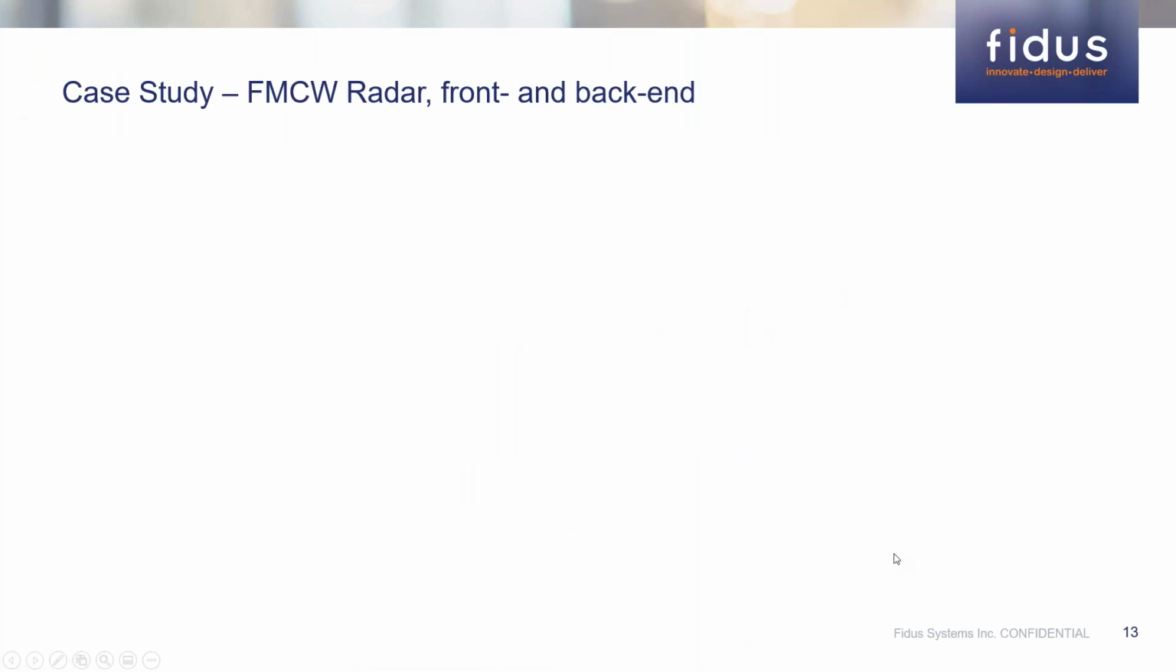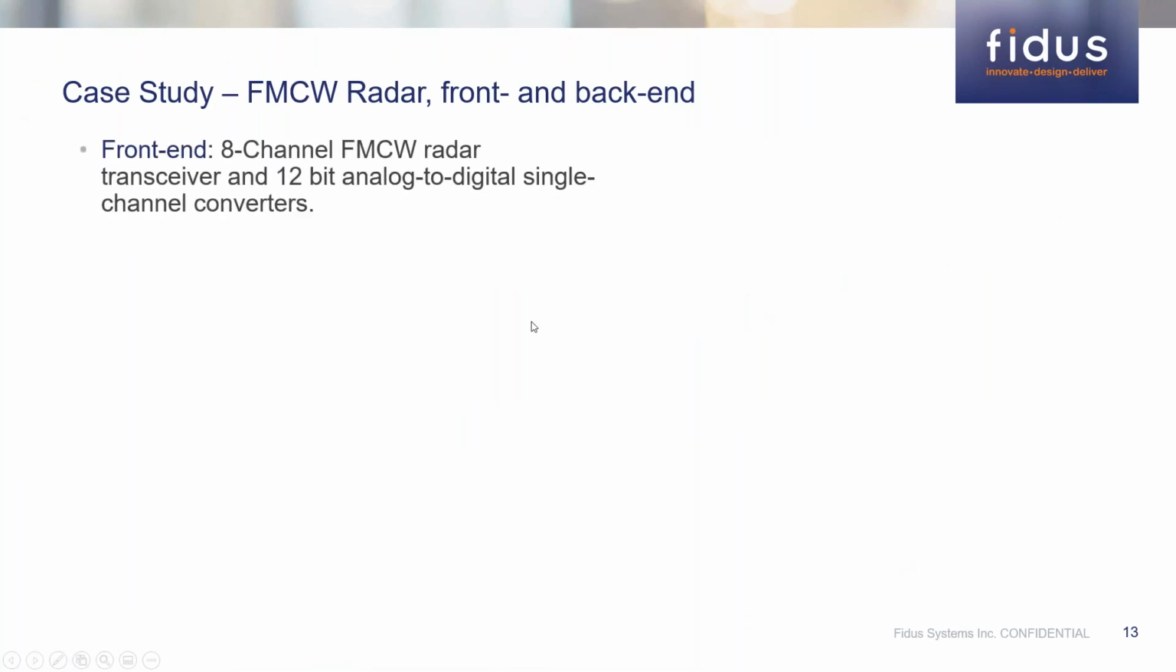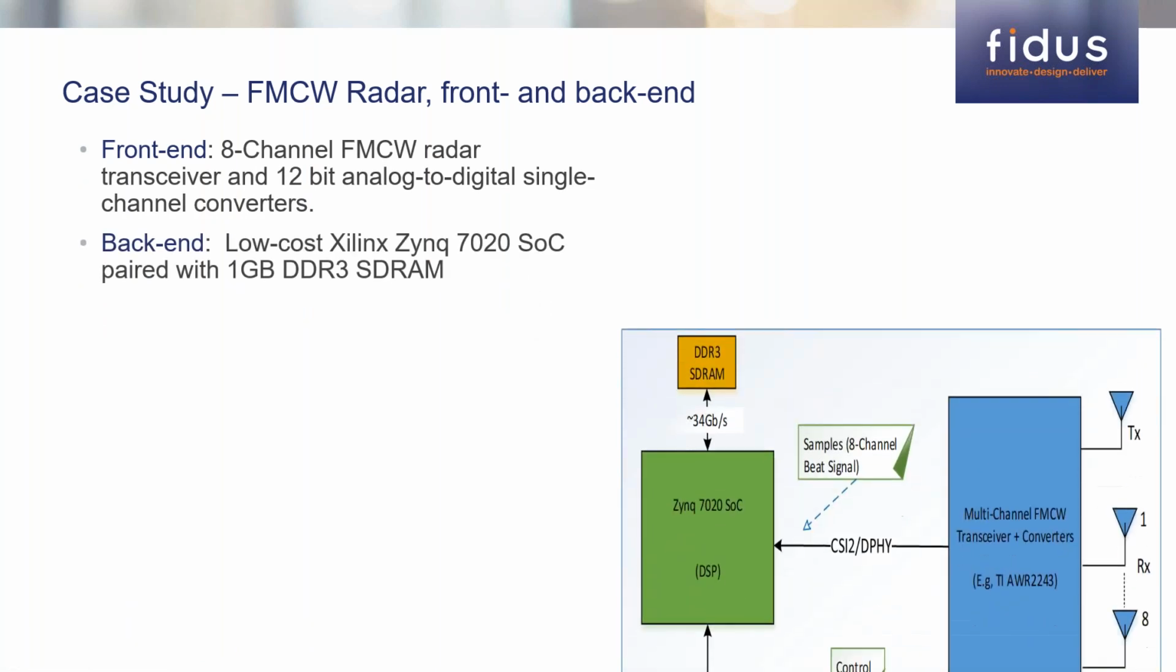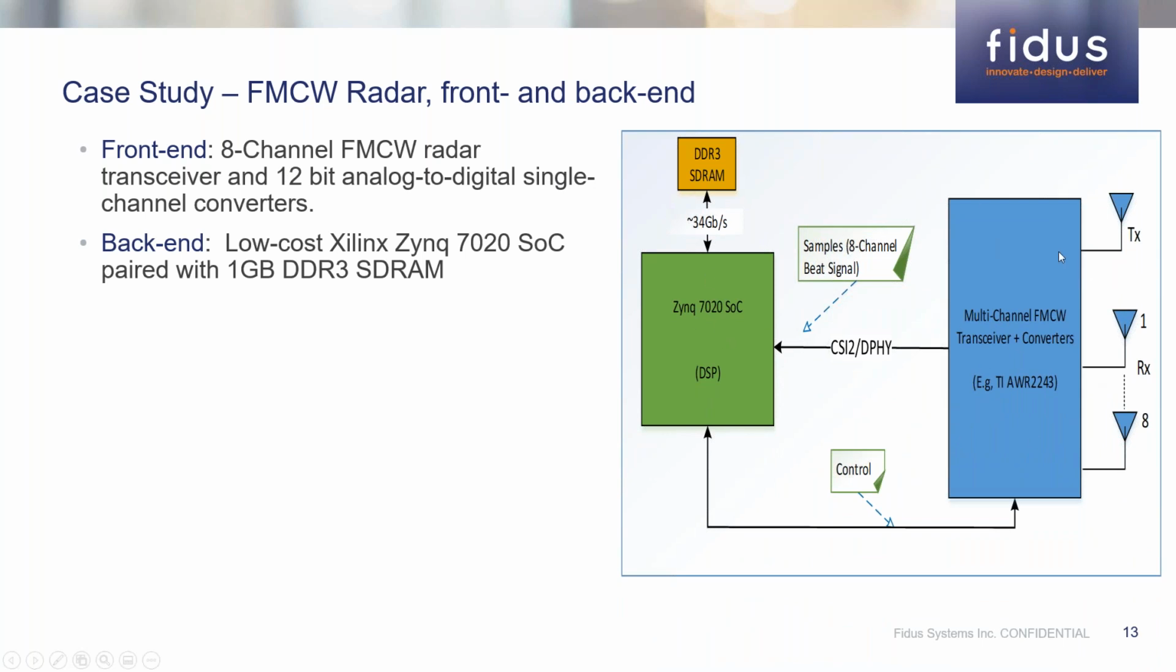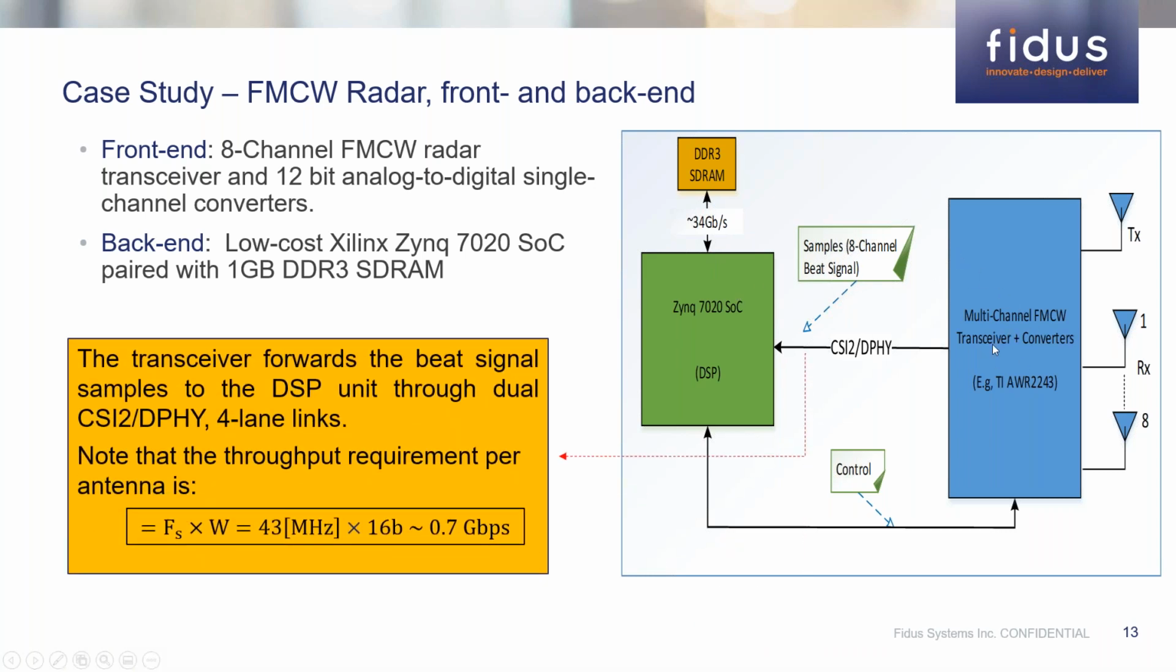So let's go through the skeleton of the system. The system is constituted of two parts, of course, the transceiver and the DSP. The DSP will be done by a low-cost Zynq FPGA 7020 system on chip, coupled with a DDR with a maximum peak rate of 34 gigabit per second. The samples from the transceiver will be transported into the DSP using the CSI-2 D-PHY protocol, and we are going to use 4-lane links. Note that D-PHY is source synchronous, and therefore the clock will come with each 4-lane, and there is no coding overhead.